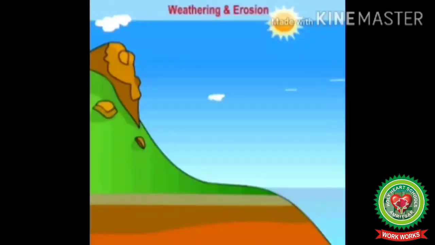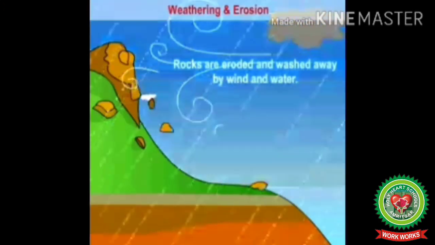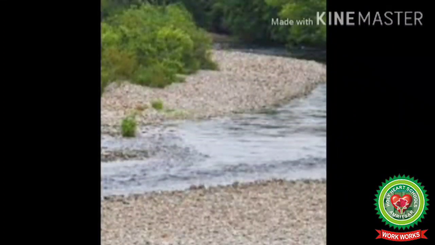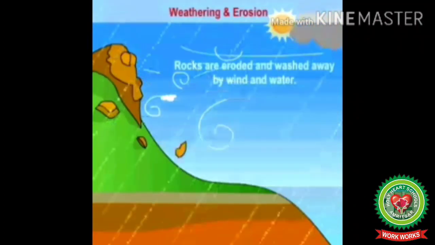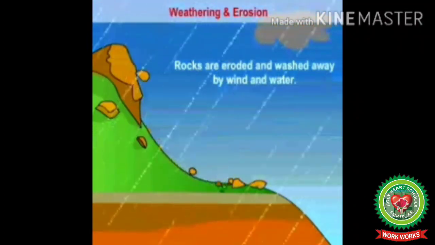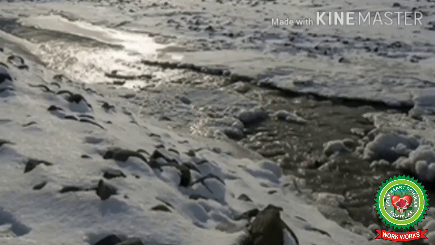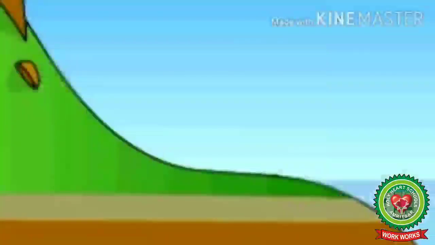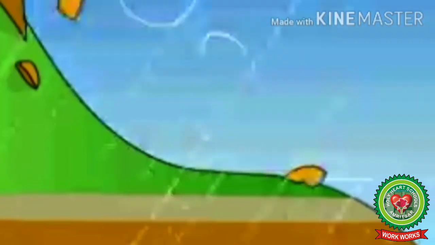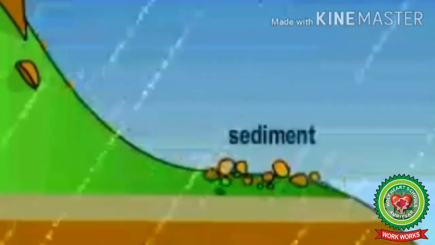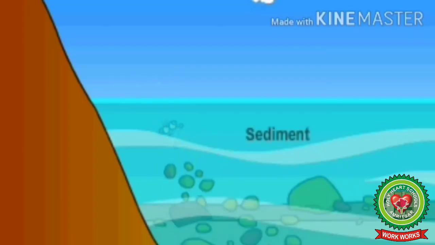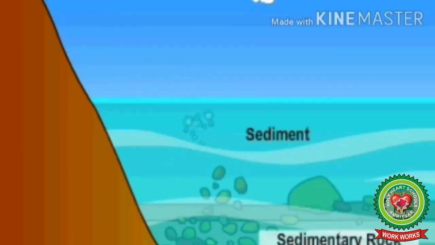The external forces work through the processes of weathering, erosion, transportation, deposition, etc. Now here, weathering involves loosening, disintegration and decomposition of rocks at or near the earth's surface. And erosion is the wearing away of rocks on the surface of the earth due to running water, wind and waves. With the process of erosion, the weathered material will be displaced, as it has the potential to be displaced by the agents of weathering. Further, the eroded material reaches from one place to another, and this is known as transportation.